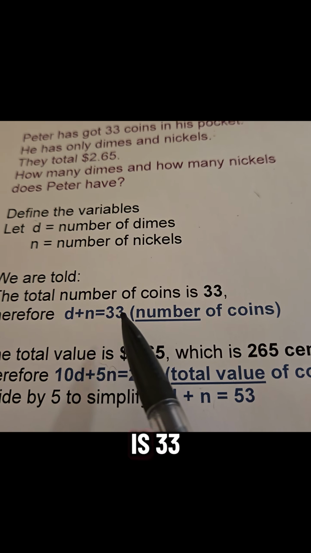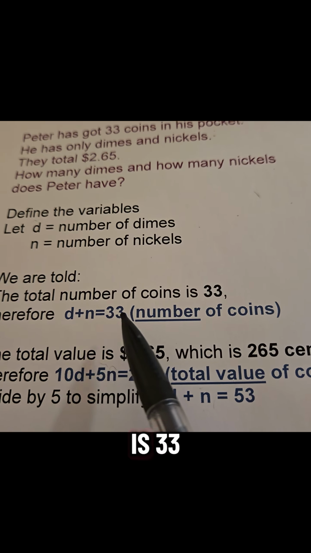That's the number of coins. So this equation has got nothing to do with the value. It's got to do with the number of coins. We count up all the dimes, 1 dime, 2 dimes, 3 dimes, 4 dimes, 5 dimes, and so on. We count up the number of nickels. Those two numbers of coins add to 33.